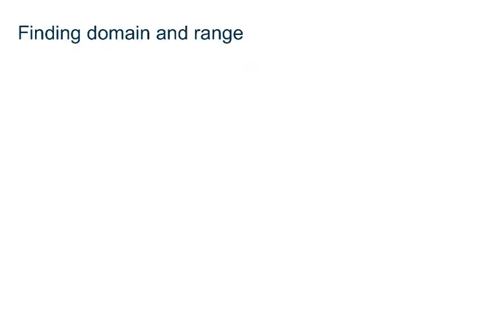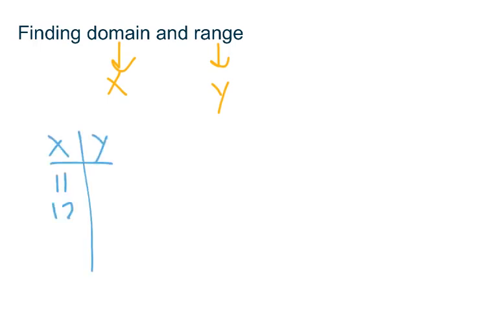Now let's talk about how to find domain and range. What you have to do is make some associations in your brain. Domain, X values. Range, Y values. So if we're talking about a table, we have X, we have Y, and let's say we have 11, 12, 13, 14, and here we have 3, 5, 3, 5. This is a function because, again, each one of the X values is going to only one Y value, so that's fine.